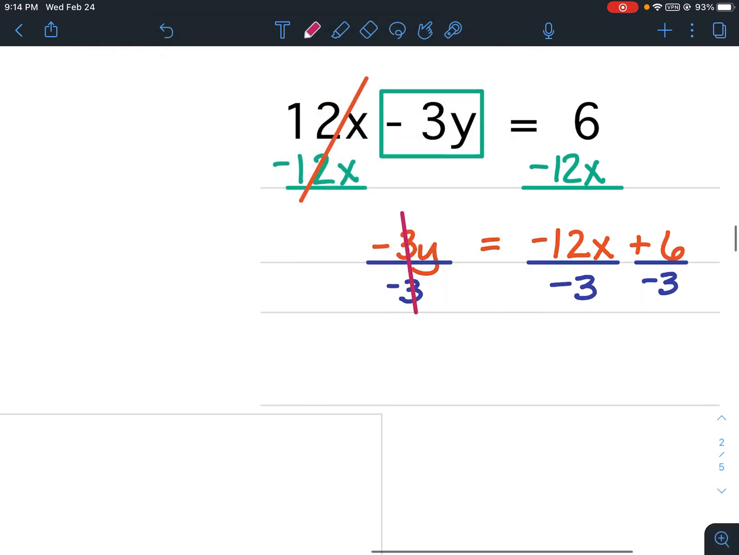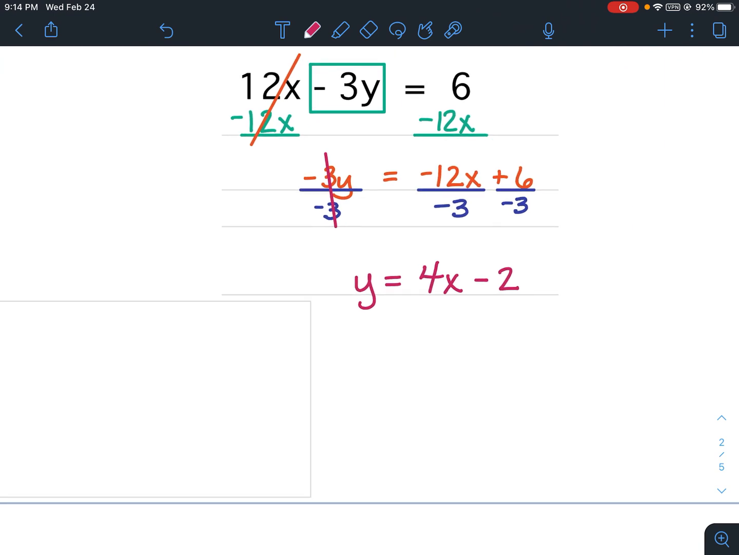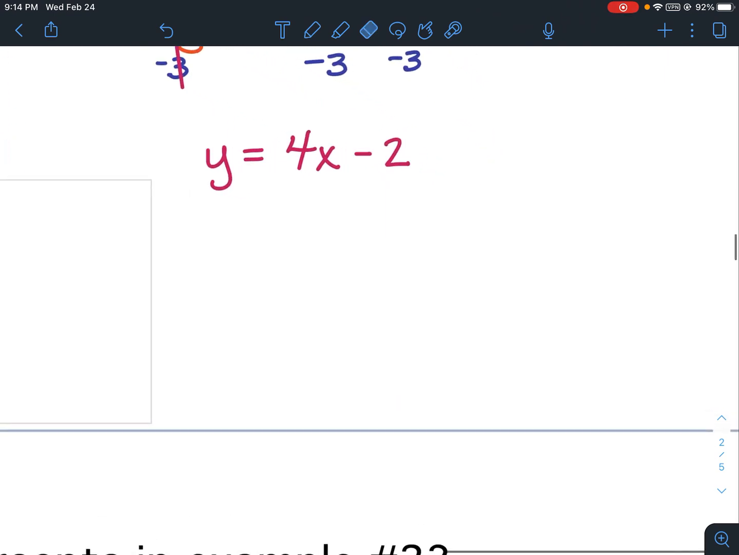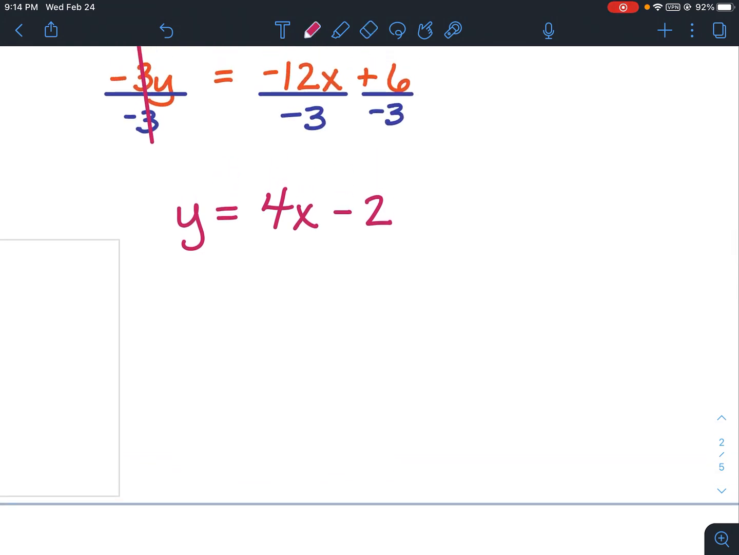So the negative 3's would cancel, and we would have y equals 4x minus 2. Negative 12 divided by negative 3 is 4. 6 divided by negative 3 is 2. So now what information do we have from this equation?